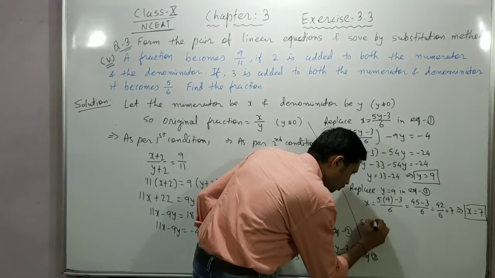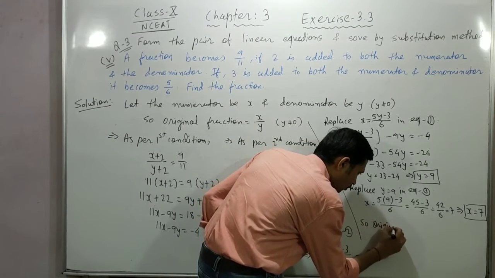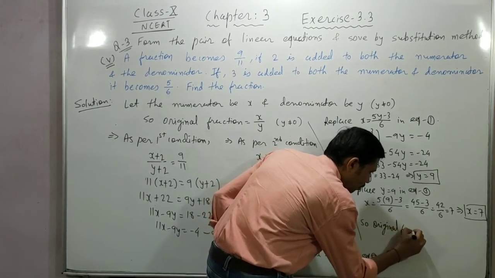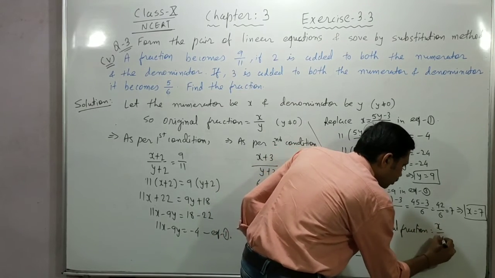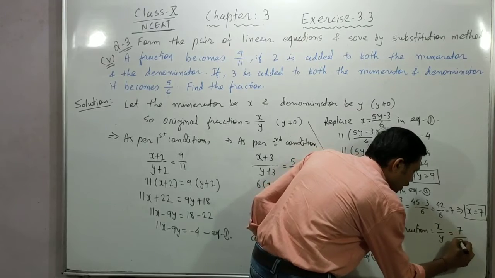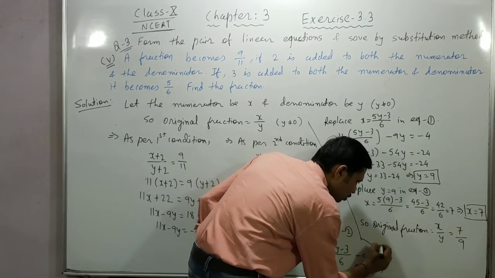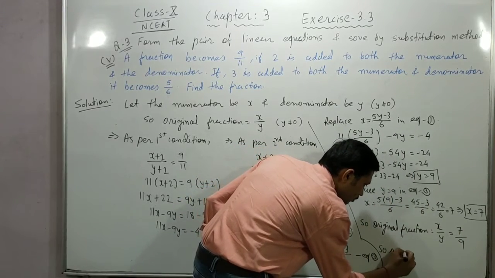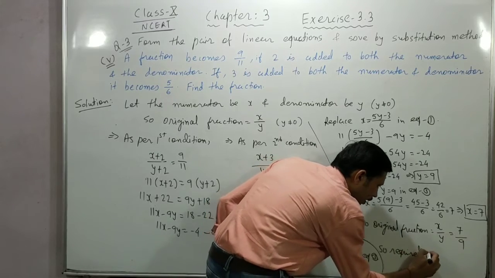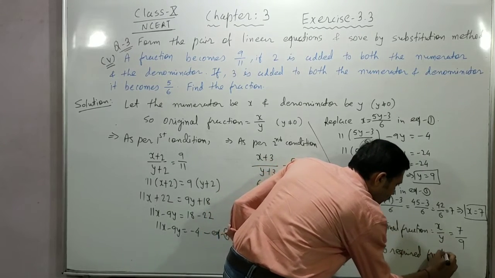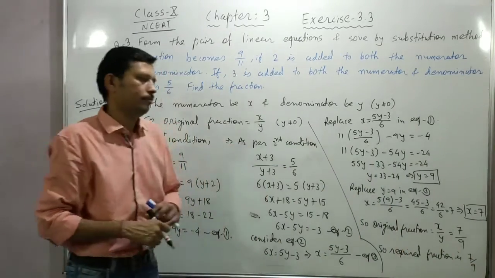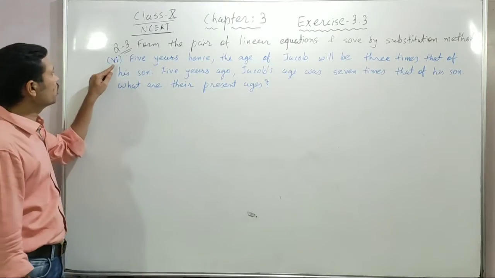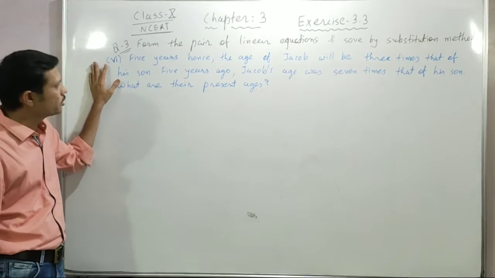So the original fraction is equal to x by y. The value of x is 7, the value of y is 9. Okay. So the required fraction is what? 7 by 9. Clear? Now we are going to discuss question number 6.